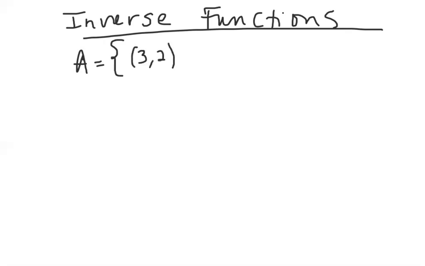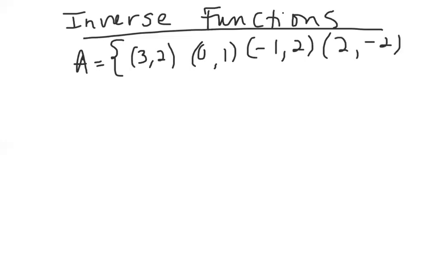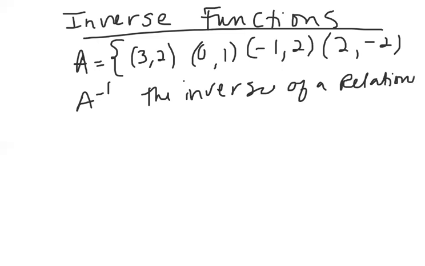Remember way back at the beginning of this chapter, we looked at a relation as a set of points. Then I briefly mentioned that you can find the inverse of a relation, which is denoted by this -1 here, the inverse of a relation. The notation is important. When we're finding the inverse of a relation, all we're doing is swapping X and Y.